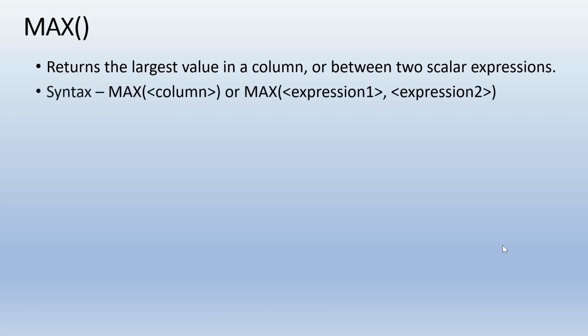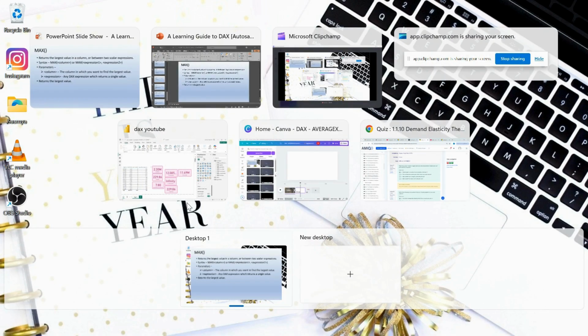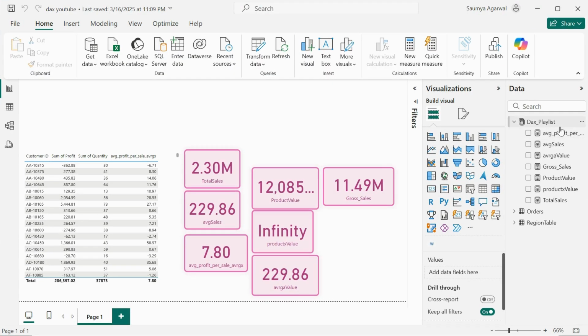So the syntax of it is MAX(column). Inside the MAX function we provide a column, or inside the MAX function we provide two expressions. So here we have parameters as column or the expression, from either of the two, from which we need to find the largest value, right? Then it returns the largest value. That is obvious, correct?